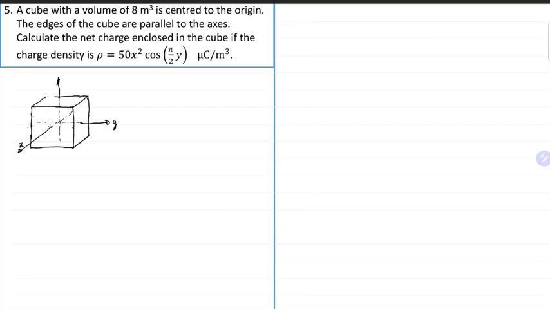Okay, so if we have a cube, something like this. The center of the cube sits at the origin, and the edges are parallel to the axes, and the side is 2 meters. So meaning it's going from the limits of -1 to 1 in all axes.